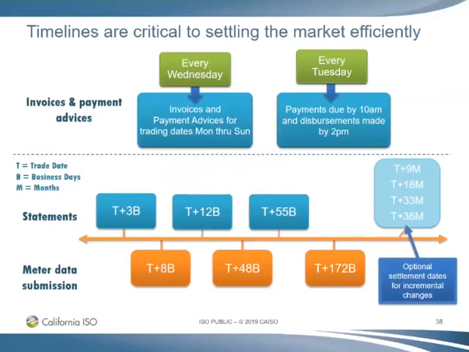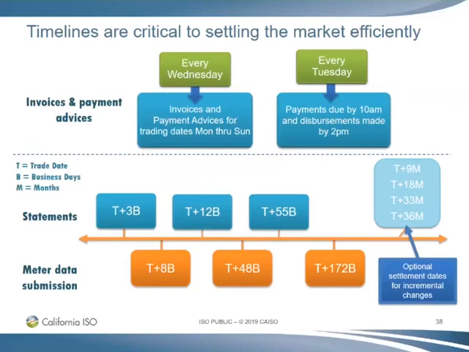So T plus 48B is the last date in order to submit accurate and complete meter data without any penalties. That is the final deadline. You do have up until T plus 172B. If you discover any discrepancies or errors, those need to be submitted by T plus 172B, but that will open you up to being subject to rules of conduct. In other words, it will still be late, but it can be included by that final date to be settled on those additional incremental settlement statements at 9 months, 18 months, 33 months, and so forth. But the final deadline for submitting actual meter data is T plus 48.